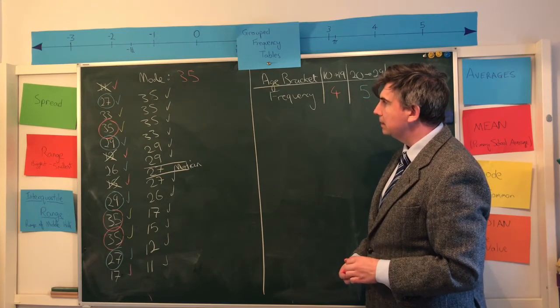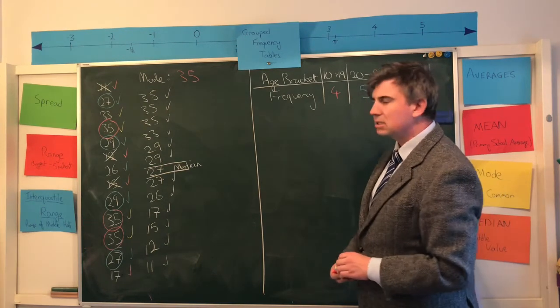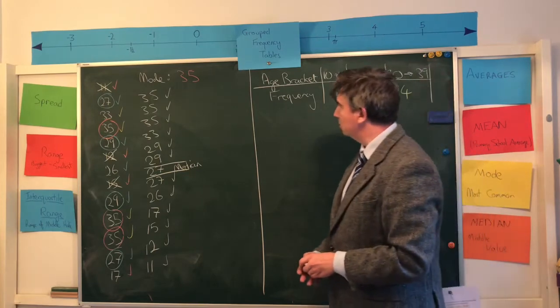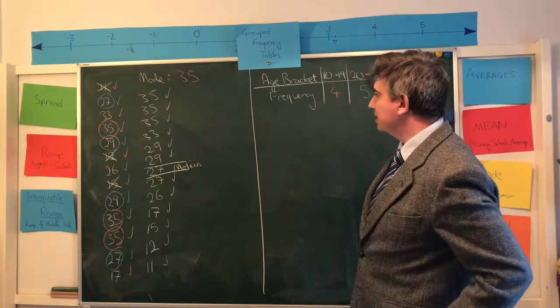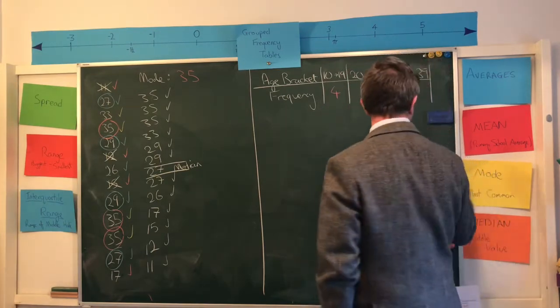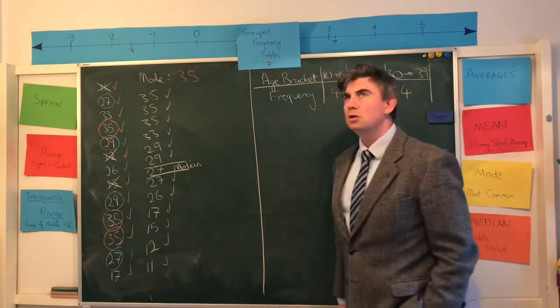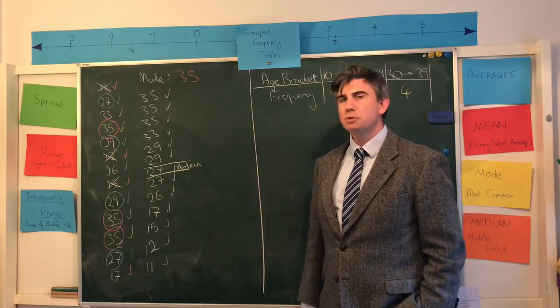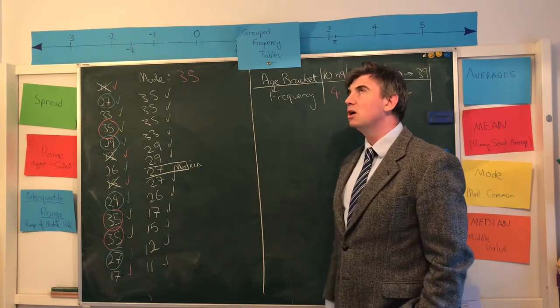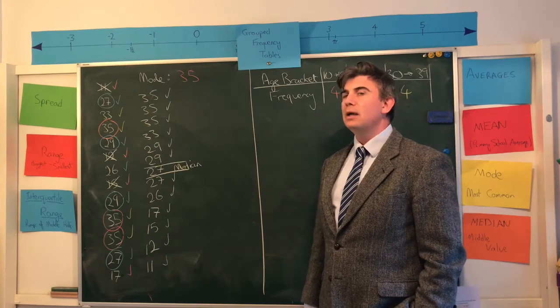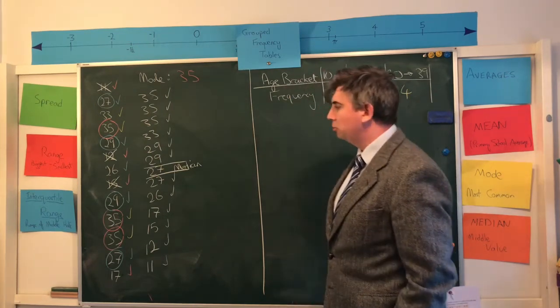Right. Mode, median. What's the next one that we need to find out? Mean, of course. So how do I work out the mean of that data set? The mean, what's the mean? It's the primary school average. So that's the old-fashioned average we would have had in primary school, where we had to add them all up and then divide by how many there were.